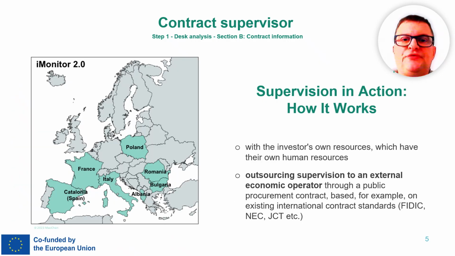So how can supervision be carried out? Supervision can be carried out in two main ways. First, the investor can use their own resources, relying on their own staff and human expertise. Second, supervision can be outsourced to an external economic operator, usually through a public procurement contract. In that case, the arrangement is often based on established international contract standards, such as, for instance, FIDIC, NEC, or JCT.